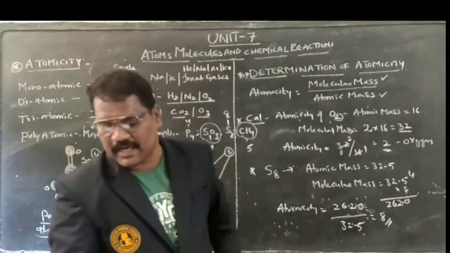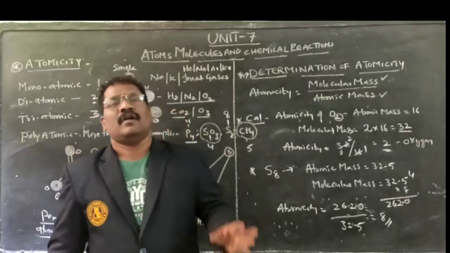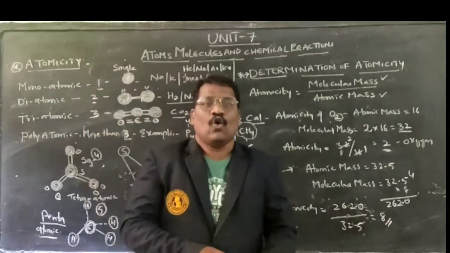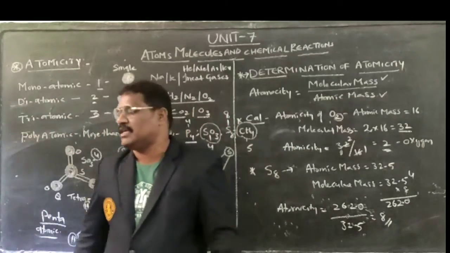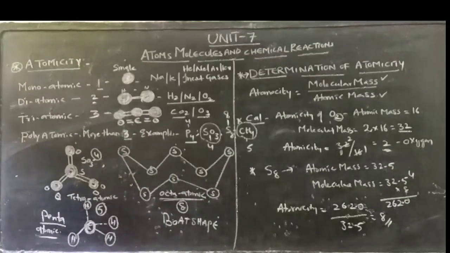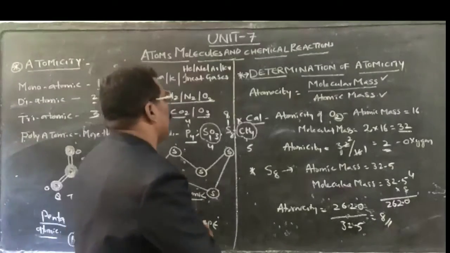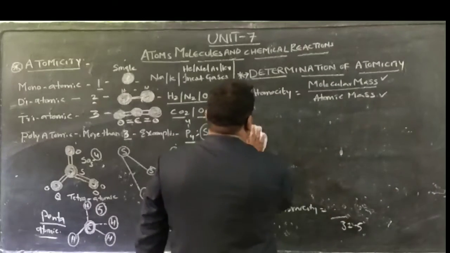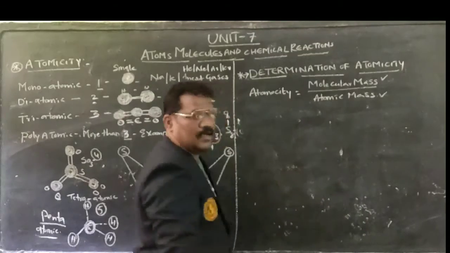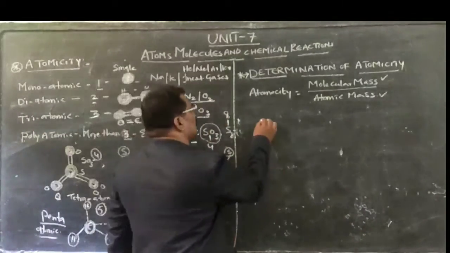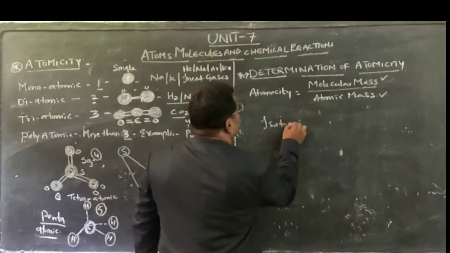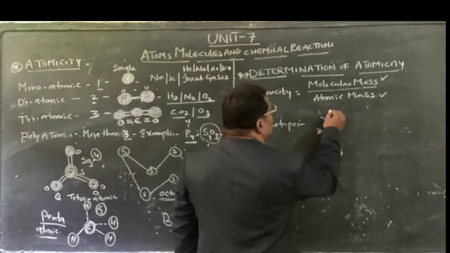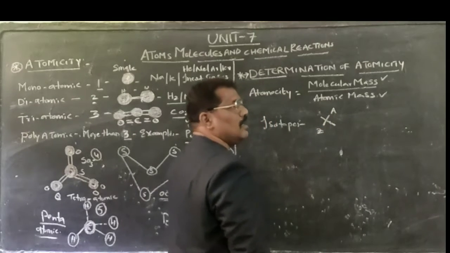Next, within the textbook, 3 questions have been given. Now let me try to give answers for these 3 questions. The first one is, why do some elements have different atomicity? It depends upon isotopes. Some elements have isotopes. Isotope means, for example, if I take X as an element, its atomic number remains the same, while the mass number varies.